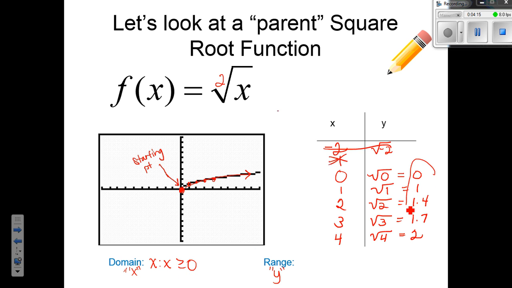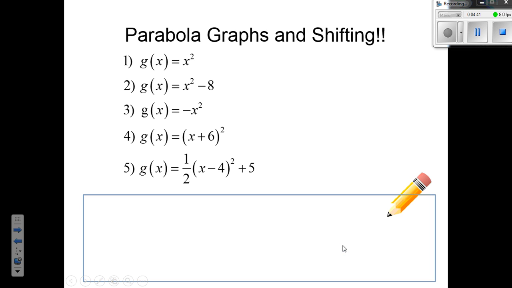Now we do the same thing with our y values. We start at our starting point and see what happens to our y's. They're getting bigger. So it's y such that y is greater than or equal to, yep, 0 again. Not sure why I wrote a 2 there. I apologize for that. I'm going to erase it. Make sure I write a 0 there because my values are getting bigger than 0. All right, that's the parent function.